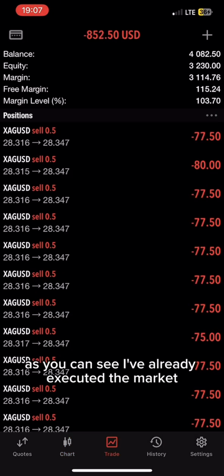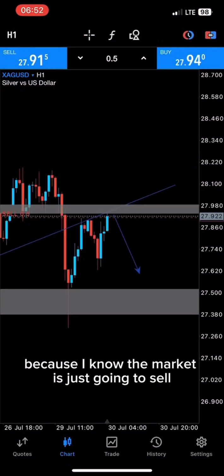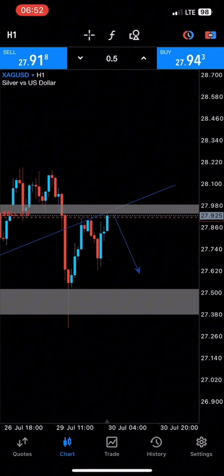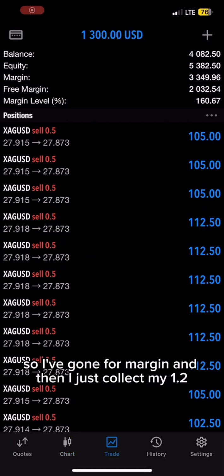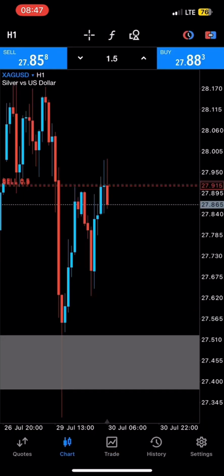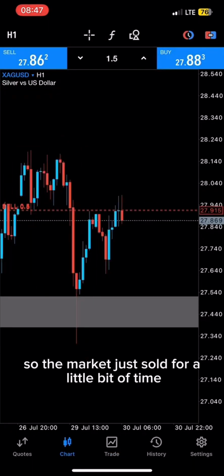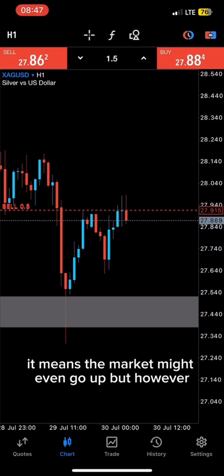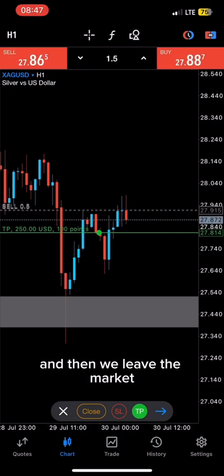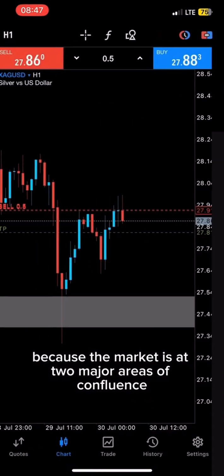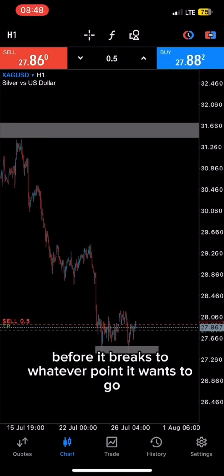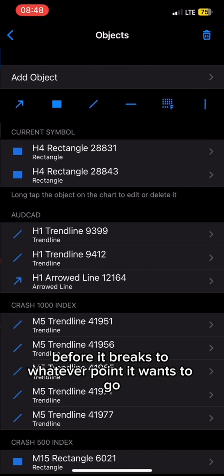As you can see, I've already executed the market, because I know the market is just going to sell for a little bit and then maybe it might go up. So I've gone full margin, and then I just collect my 1.2 and then leave the market. So the market just sold for a little bit of time. It means the market might even go up, but however, it is just a little bit of scalping and then we leave the market, because the market is at two major areas of confluence. So it means it is going to face a little bit of a difficulty before it breaks to whatever point it wants to go.